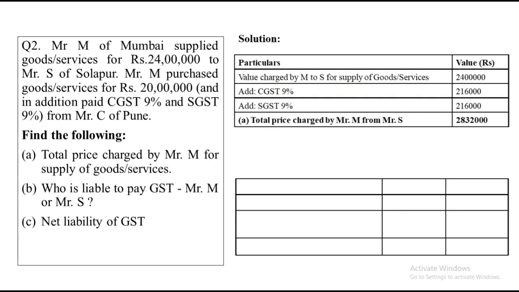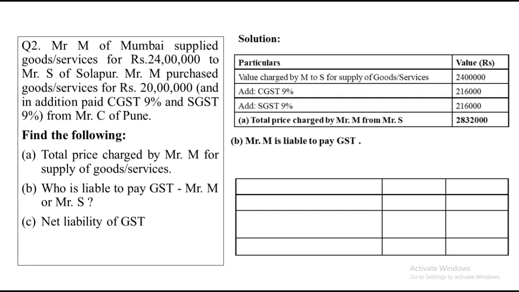That was number one. Second, who is liable to pay GST, Mr. M or Mr. S? Now, as I told you, the person who supplies the goods and services is the person who is liable. So in our case, from M and S, M is the person who has supplied, S is the person who has bought. So Mr. M is liable to pay GST.